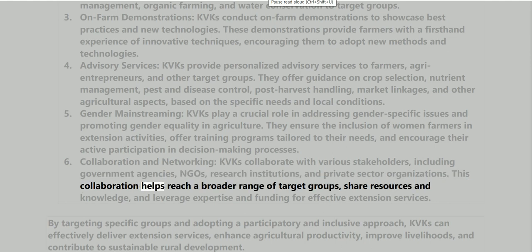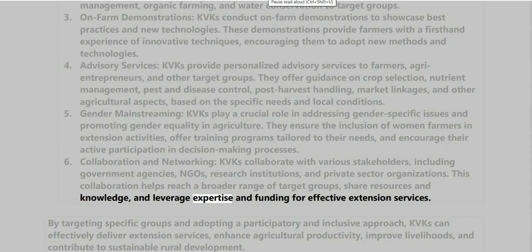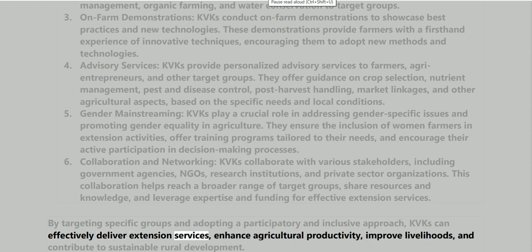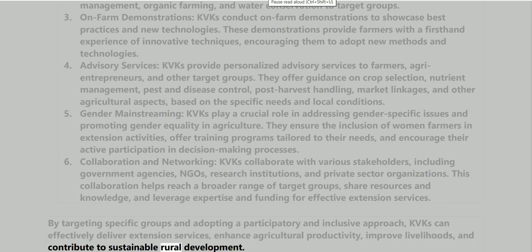This collaboration helps reach a broader range of target groups, share resources and knowledge, and leverage expertise and funding for effective extension services. By targeting specific groups and adopting a participatory and inclusive approach, KVKs can effectively deliver extension services, enhance agricultural productivity, improve livelihoods, and contribute to sustainable rural development.